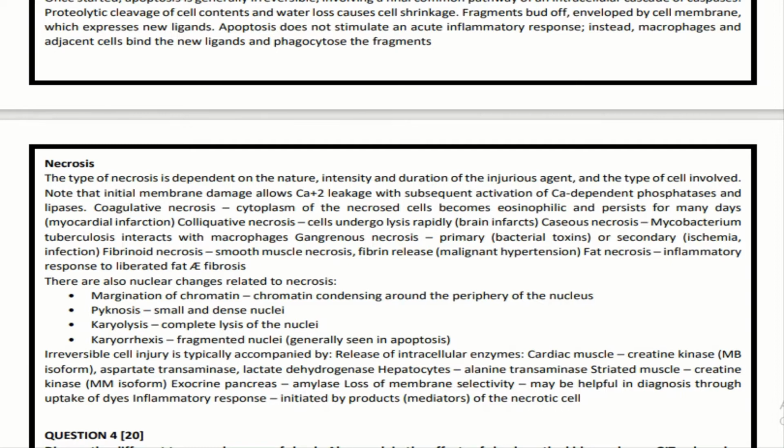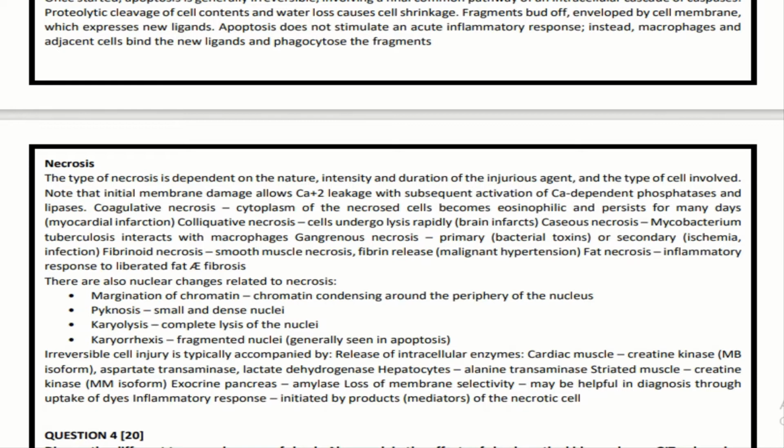There are also nuclear changes related to necrosis. These are margination of chromatin, chromatin condensing around the periphery of the nucleus; pyknosis, small and dense nuclei; karyolysis, complete lysis of nuclei; and karyorrhexis, fragmented nuclei generally seen in apoptosis.